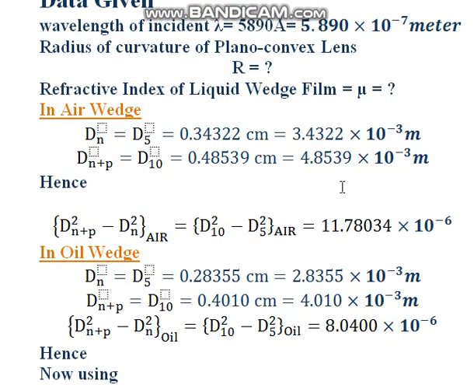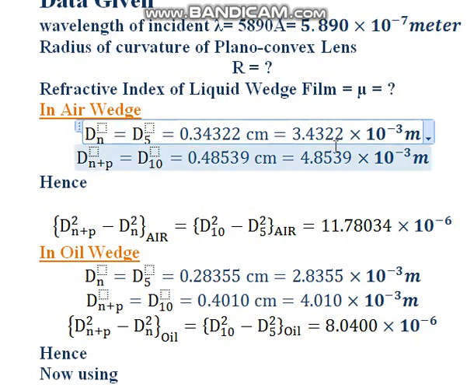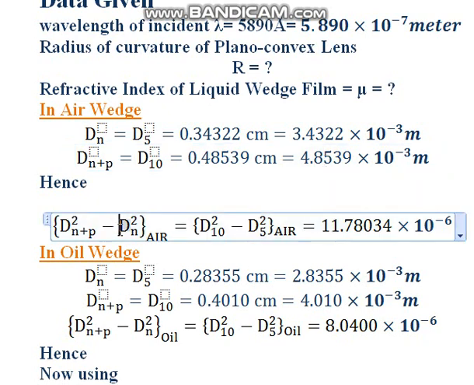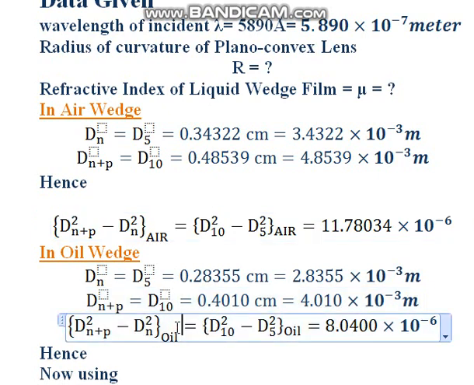let's write the equation for the air film. The lowest order D_n is given, and D_{n+p}, the highest order, is also given. So let's write the difference of their squares. It comes to be 11.7 multiplied by 10 to the power minus 6. Now write the same equations for the oil medium, the lower diameter, the higher diameter, and the difference of their squares, and it comes to be 8.04 multiplied by 10 to the power minus 6.